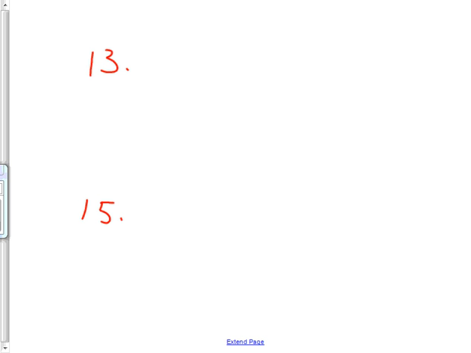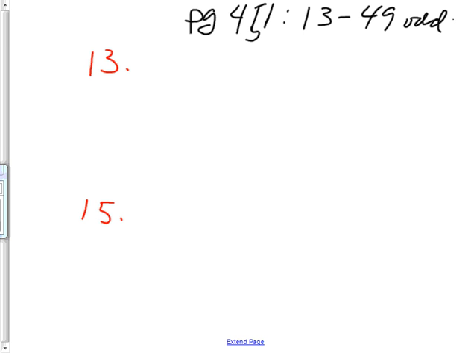That's a good question. It's on page 451. Page 451. 13 through 49 odds. If it had been 1 through 50, it would have been 25 questions, but there's several cut off at the beginning. It's like 19 questions or something.